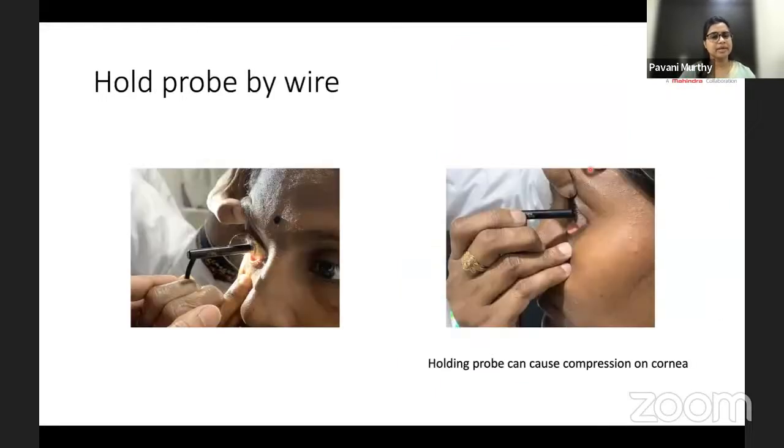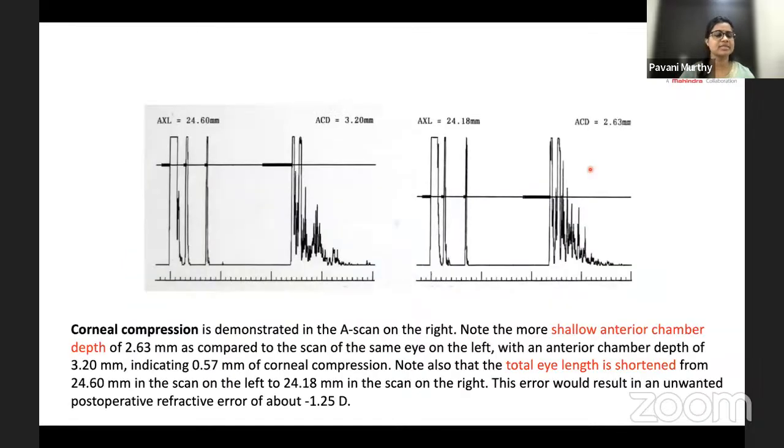So hold the probe by the wire and not directly hold the probe, because it causes compression on the cornea. This is an example of compression related scans. If you look at the scans, both the scans have very good amplitude, very nice 100% spikes with good separation between the retina and the scleral spike. But when you notice the axial length over here, AC depth over here is reduced compared to the first scan, whereas the axial length is also similarly reduced compared to the first one. And the values are mentioned over here. This means that the second scan is a compressed scan.